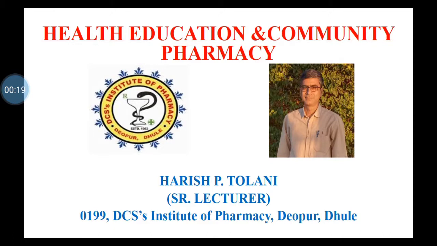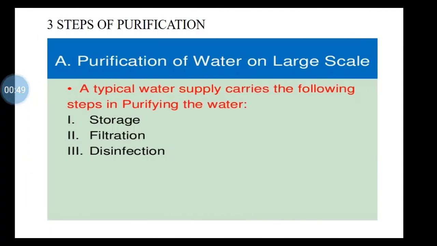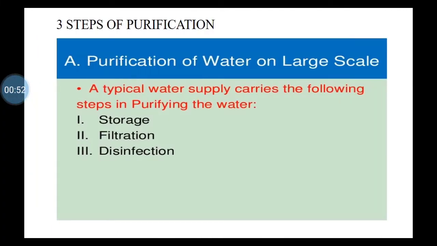Regarding water, we know the important functions. We have seen water pollution: what the definition is, what the causes are, the harmful effects of water pollution, prevention of water pollution, and the sources of water. That is also an important part that we have seen. Continuing with this factor, water, today we will see purification of water on a large scale.